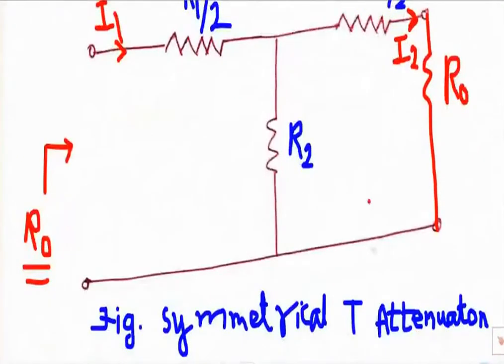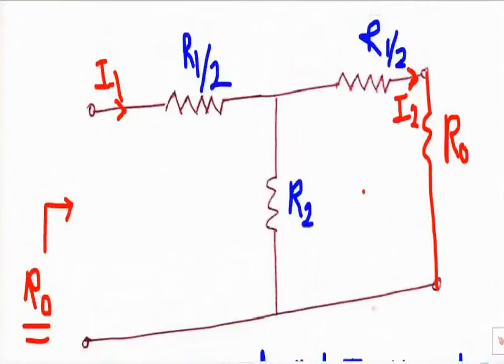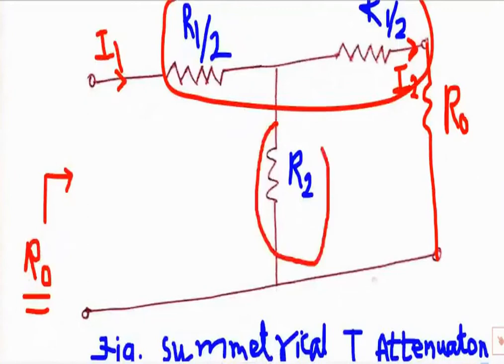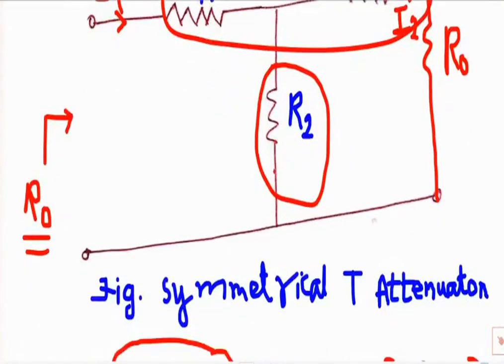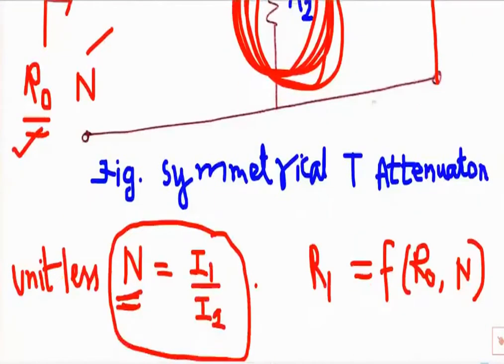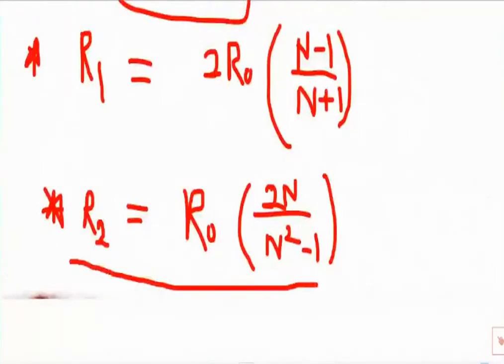Now what is series arm resistance? R1. This combine is called the series arm resistance, R1. What is shunt arm resistance? R2. So there can be a question: what is shunt arm resistance in symmetrical T attenuator? R0 will be given, n will be given. These two values will be given, and you are supposed to calculate shunt arm resistance R2. So simply use the formula for R2, get the value of shunt arm resistance.